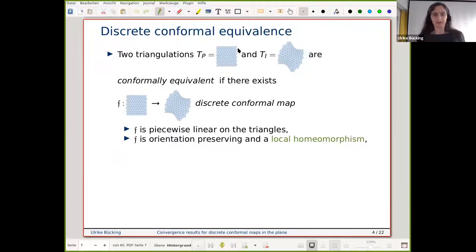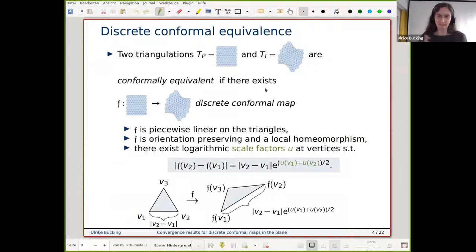But now I also have to formalize the conformality. We've already seen that if you use the metric viewpoint, then this amounts just to changing lengths in a certain way. So we assume that we have these scale factors, which were infinitesimal for the smooth case, just as real scale factors sitting at the vertices, and they scale the length of the edges. If I have any edge in the pre-image, then the corresponding edge is scaled by a sort of mean of the two scale factors at the vertices.